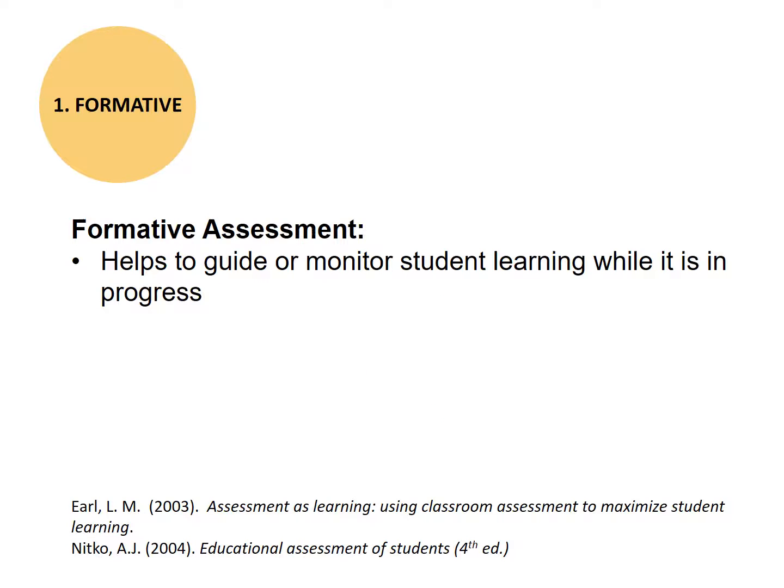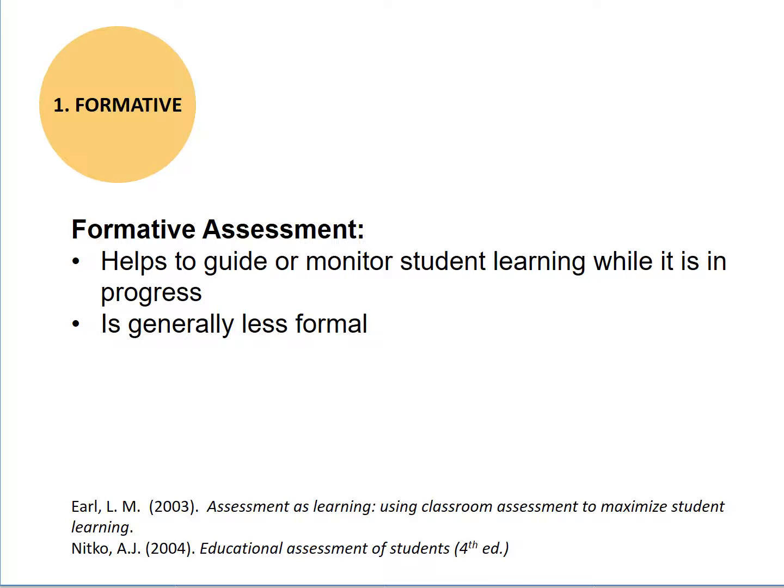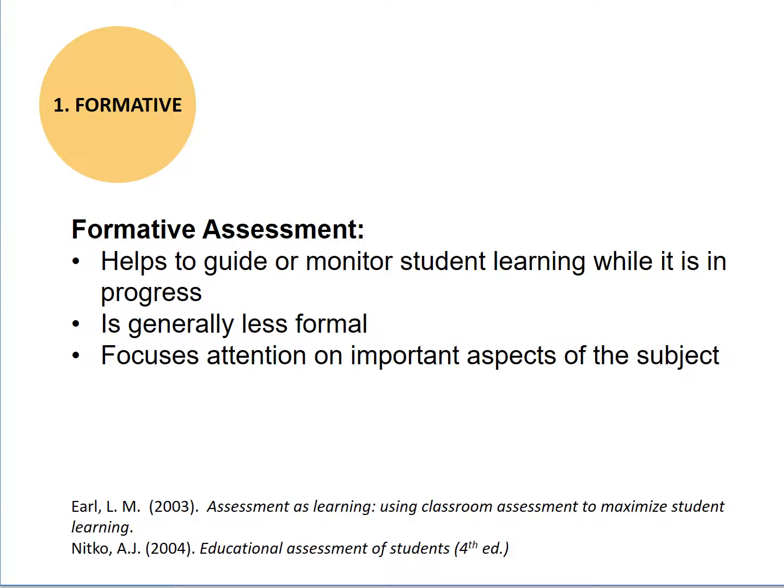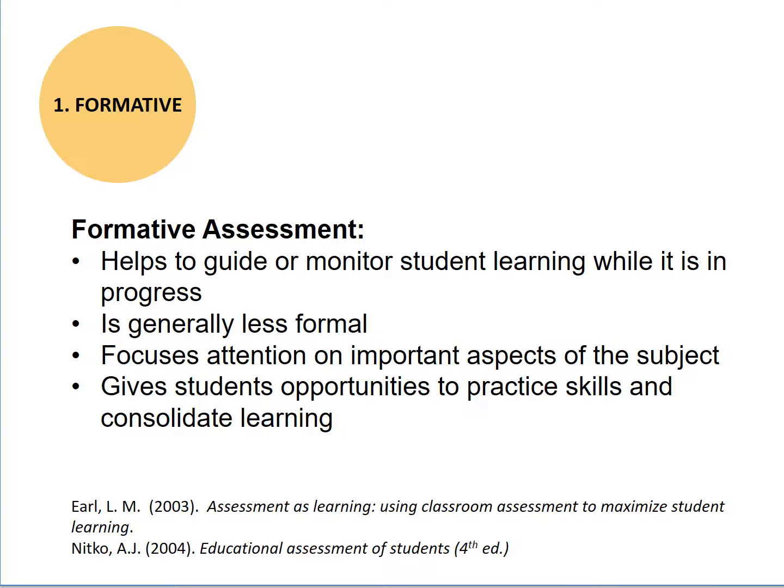So let's talk a little bit more about the differences between these two types and how you might use them in your courses. Formative assessment helps students to understand how their learning is progressing during the course. So as they're going along, they're getting regular feedback. Usually it's less formal, and generally it focuses attention on what the most important aspects of the subject are. So it flags for the students what they should be thinking about. What are the key elements of the learning outcomes that are going to be essential to their success?